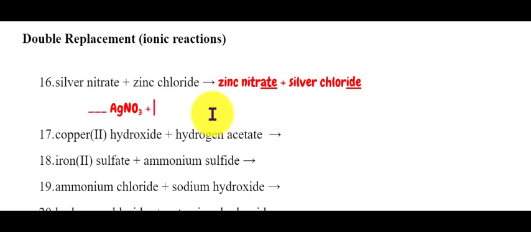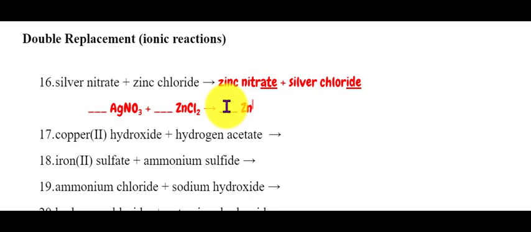Okay, plus zinc. Zinc has a charge of +2. Chlorine has a charge of -1. So in order to make that neutral, I need to have 2 chlorines. So now I have a +2, -2. Okay, zinc chloride is neutral now. React to form. Okay.